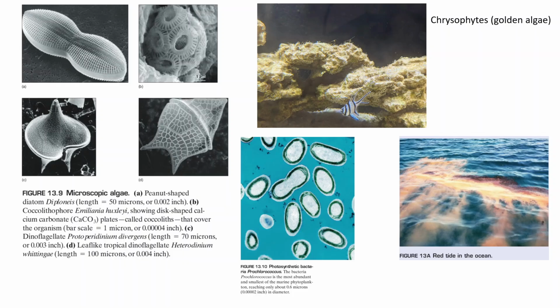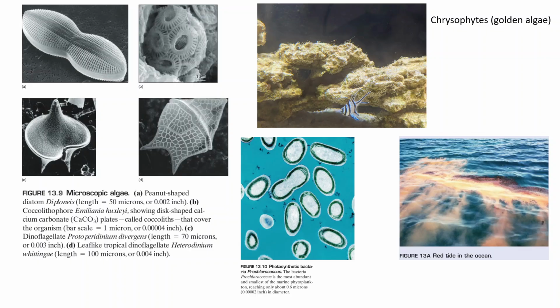Other than that, the microscopic algae include diatoms, coccolithophores, and dinoflagellates. They are all photosynthetic. Sometimes you get golden algae, that are chrysophytes. Then there are photosynthetic bacteria, very commonly found in the marine realm. This is Prochlorococcus. It is the most abundant and the smallest of the marine phytoplankton. It also does photosynthesis. Then see how algae floats in the ocean water. This red tide in the ocean is actually caused by the red algae.